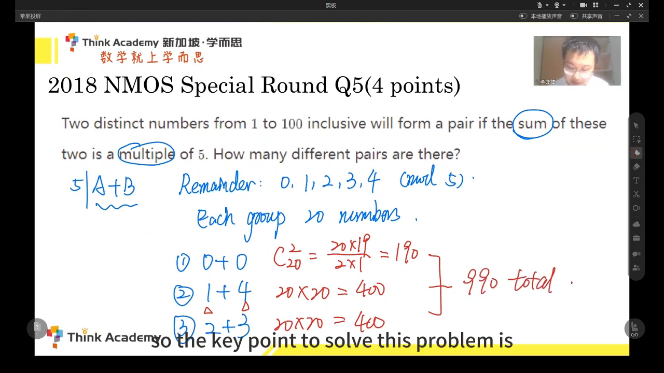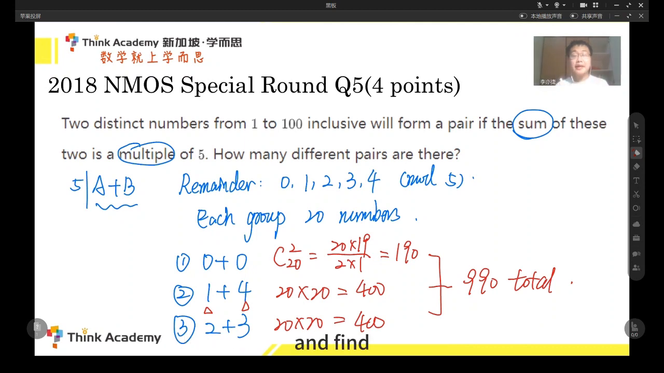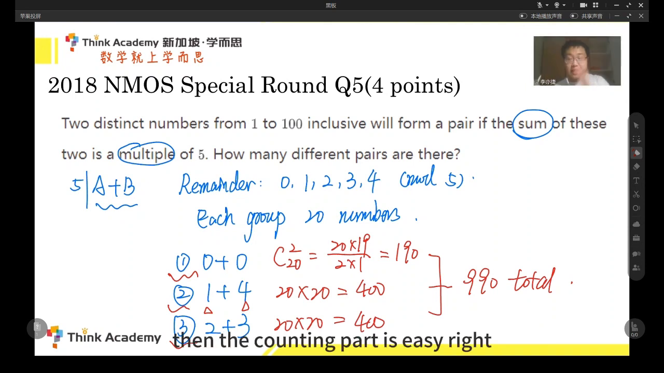So the key point to solve this problem is to classify the numbers by the remainder and find 3 different conditions for us to form a multiple of 5. Then the counting part is easy, right? So that's the use of remainder. Sometimes in the question, they do not have the word remainder. They do not refer to remainder, but they just suggest you to use the remainder way to make the question much easier.